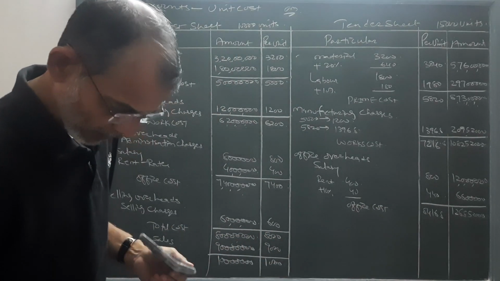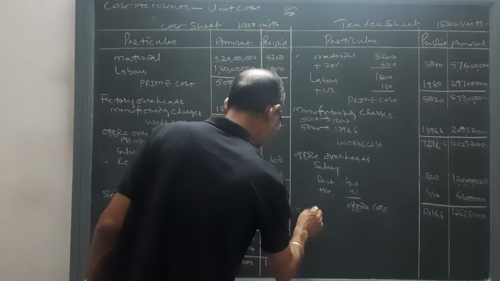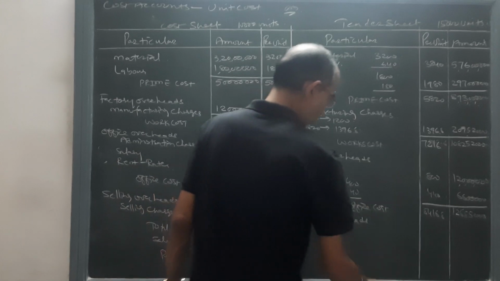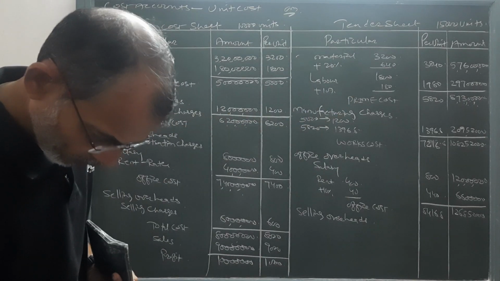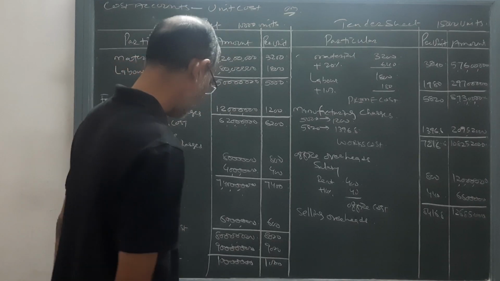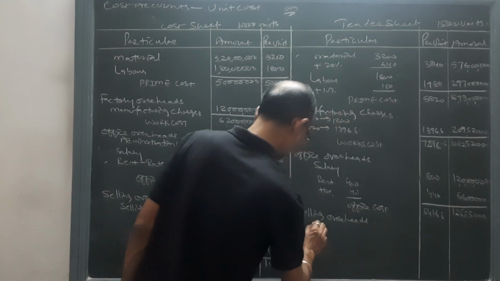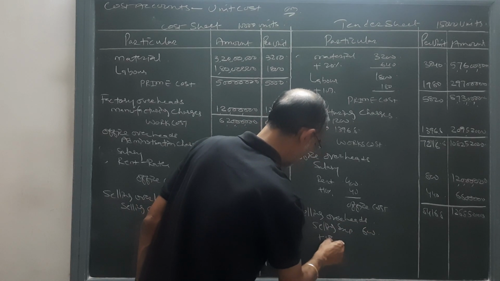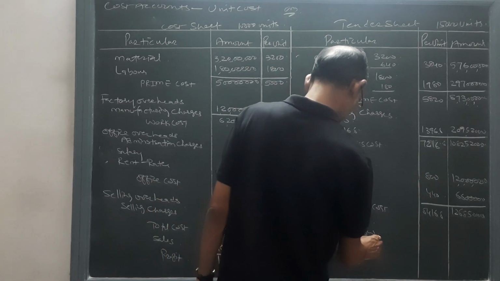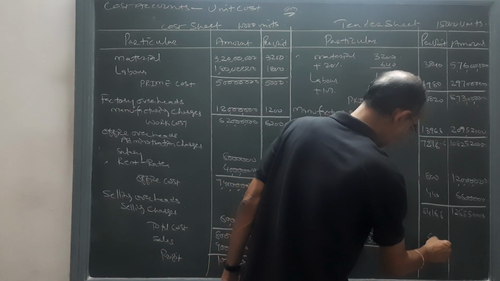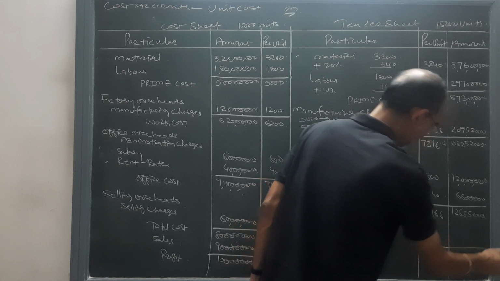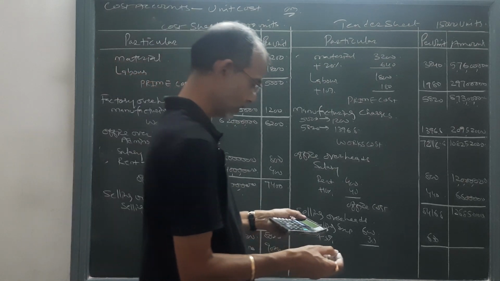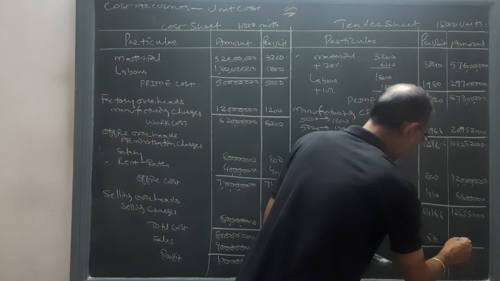Then after selling expenses or selling overheads, those are increased 5%. Earlier it was 600 plus 5%. Now it will be 630. 630 into 15,000, 9 lakh 45, 94 lakh 50,000.